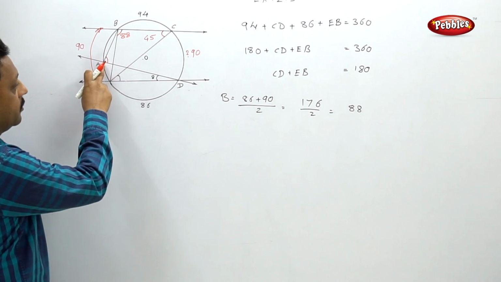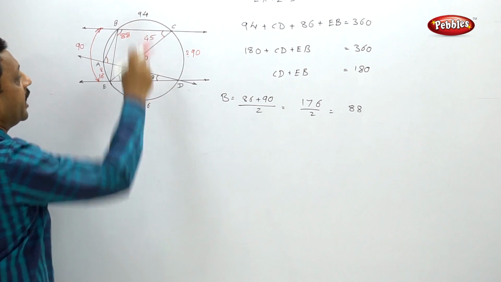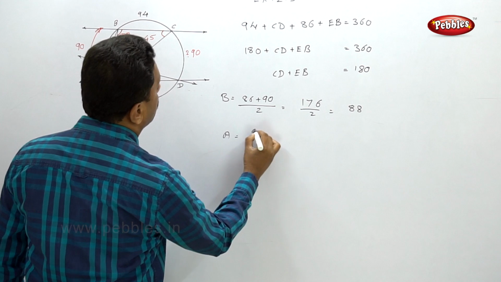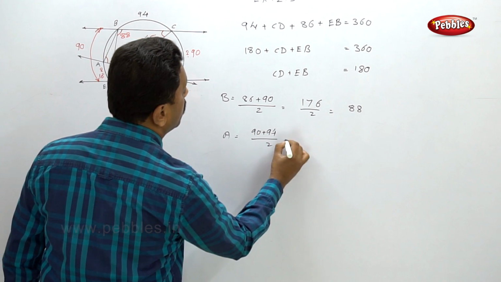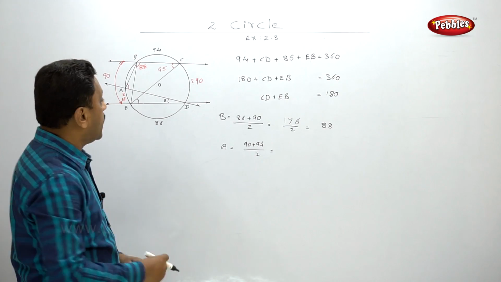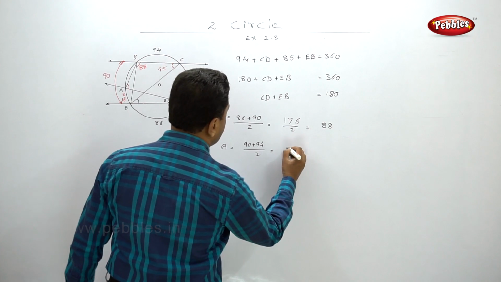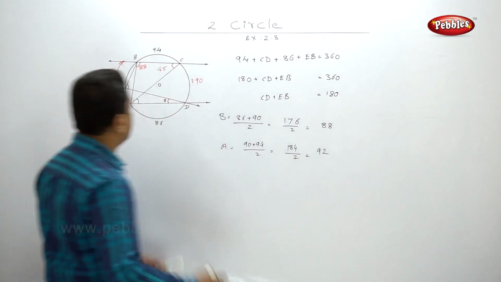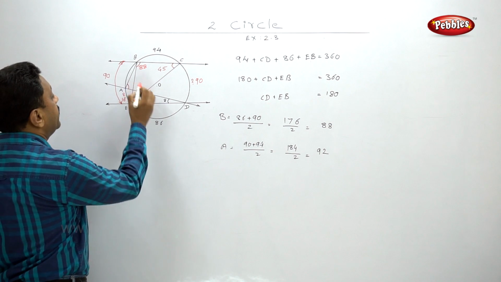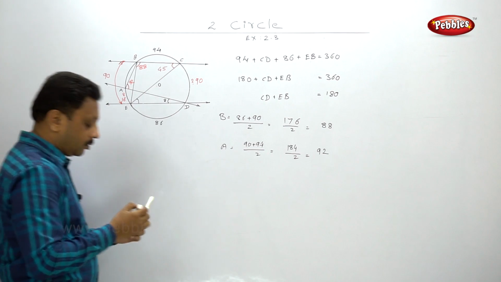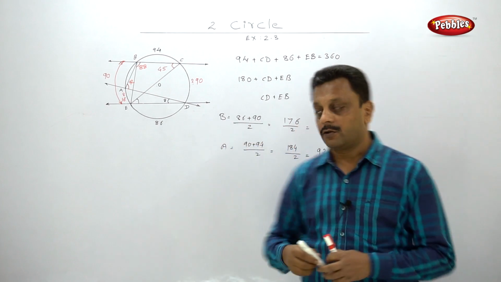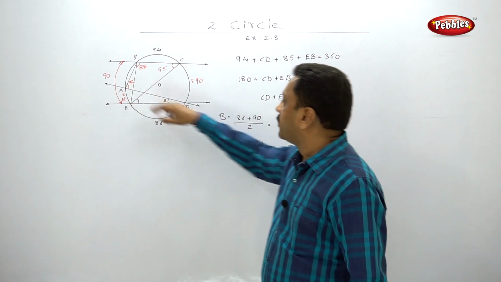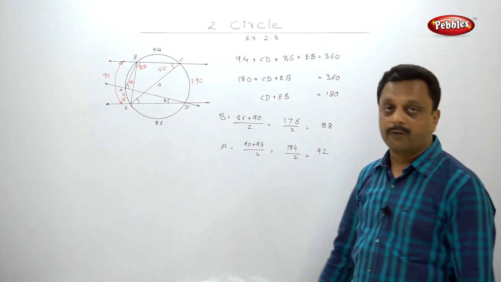Now we want this angle. Now this angle is intercepting this arc, 90 plus 94. So that angle A will be equal to 90 plus 94 upon 2, half of that, as per the inscribed angle theorem. So this is equal to 184 upon 2, that is 92 degrees. So we will write here 92 degrees. So we have found out everything that we want. EB we have found out, this was straightforward, and all angles we have found out.